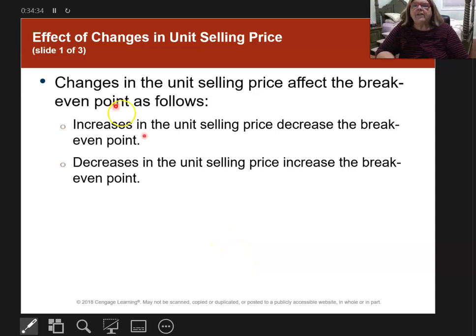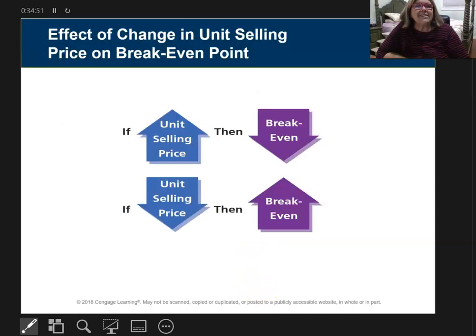Next, we're going to look at the effect of changes in unit selling price. Here are the two points that you're going to note down. Increases in unit selling price decrease my break-even point. And if I decrease my selling price, I increase my break-even point. So my little chart looks like this. If selling price goes up, break-even goes down. If selling price goes down, break-even goes up. So it's the opposite direction.